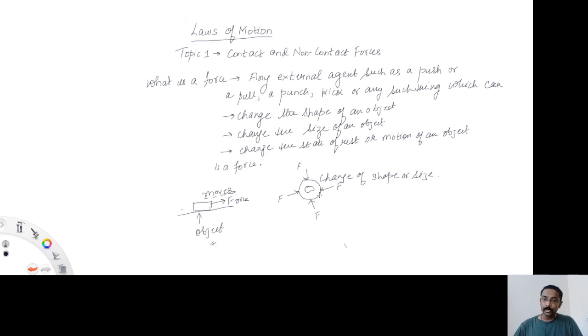Similarly, let us say there's a rubber ball here, and we are squeezing it from all sides. So we can change the shape or the size of this object. These are all examples of forces. Now, the next thing we are going to do is try to understand the various types of forces. Basically, there are two types of forces: contact forces and non-contact forces. What exactly is a contact force and a non-contact force?